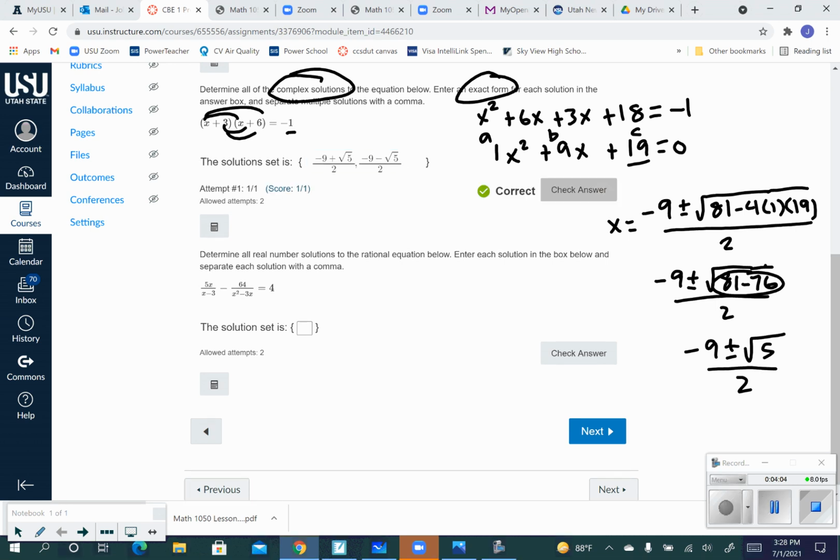So just a couple things there. Just know when it says complex solutions, the answer could have square roots in it. It could have i's in it. All of that's fair game. And the exact form, like we talked about up there, if it says exact form, if you end up with a radical that doesn't reduce, then you just leave it as it is. Okay, thanks.